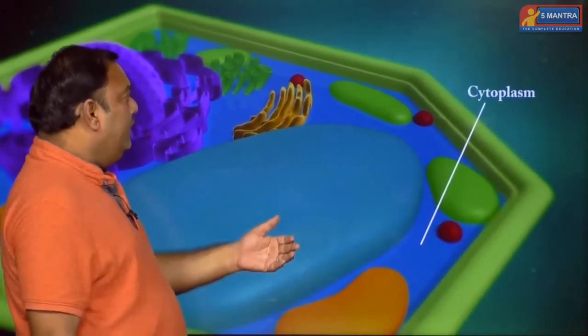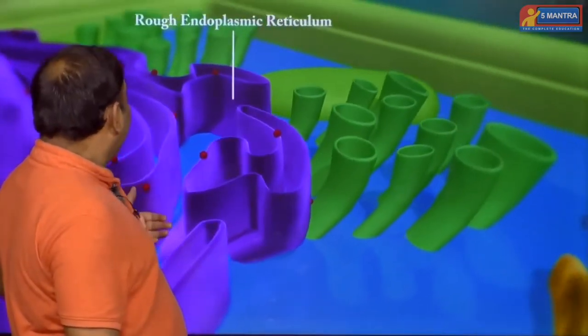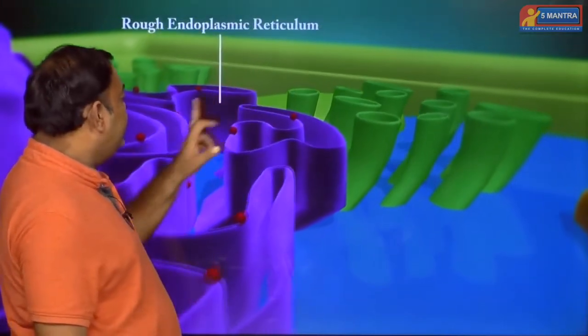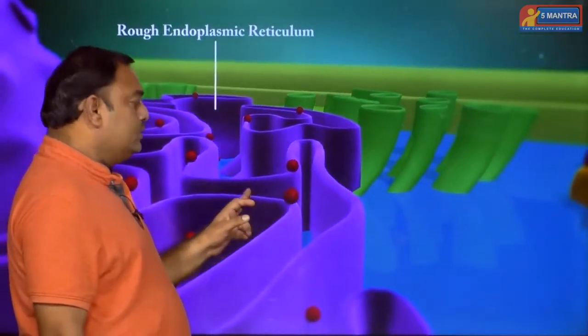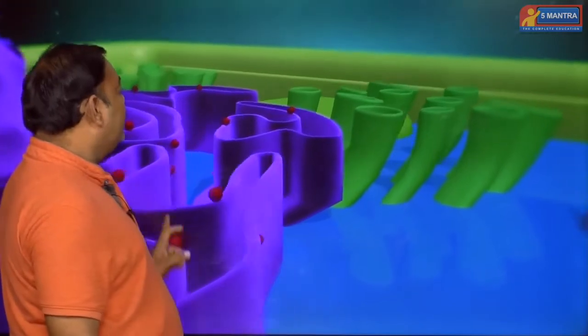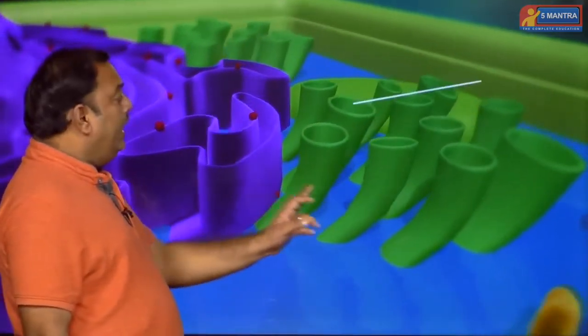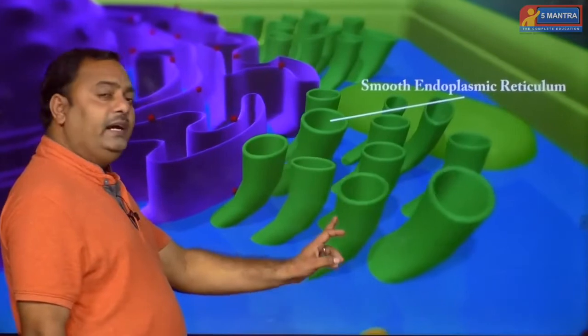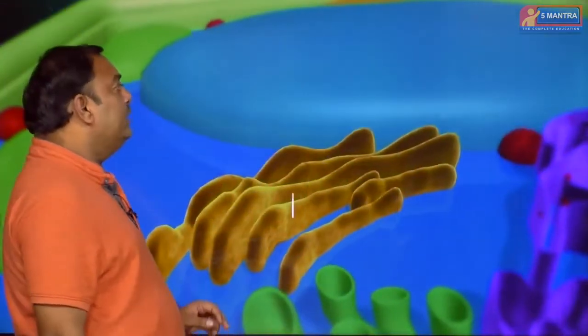Next we'll move to one more cell organelle, the rough endoplasmic reticulum, which contains ribosomes. The reticulum which contains ribosomes is called the rough endoplasmic reticulum, and the endoplasmic reticulum which does not contain any ribosomes is called the smooth endoplasmic reticulum.